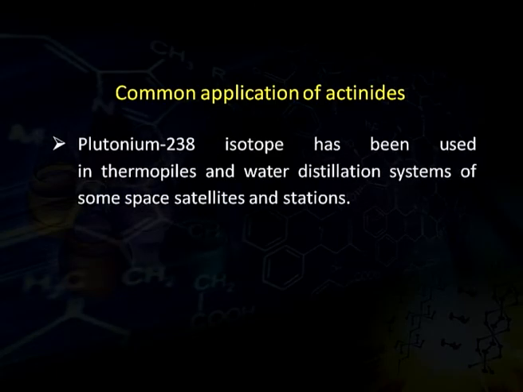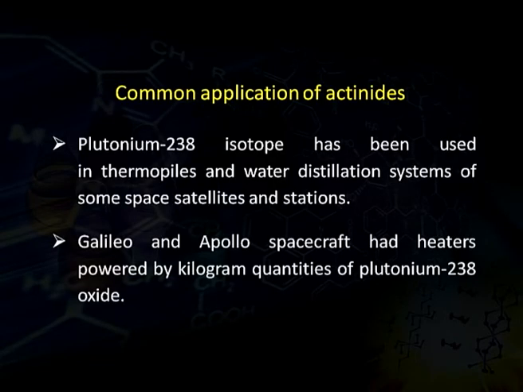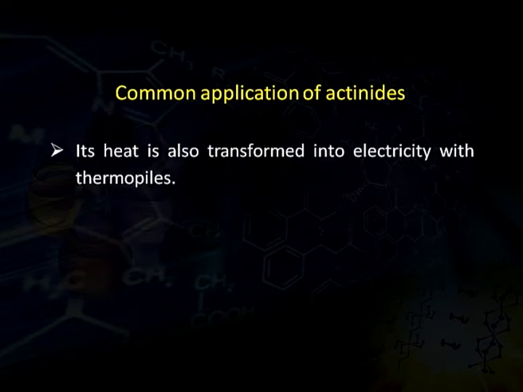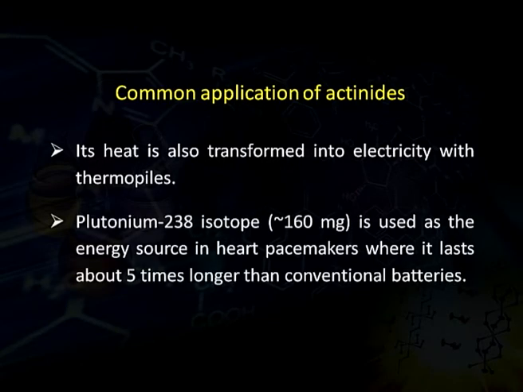Plutonium 238 isotope has been used in thermopiles and water distillation systems of some space satellites and space stations. Galileo and Apollo spacecraft had heaters powered by kilogram quantities of plutonium 238 oxide. Its heat is also transferred into electricity with thermopiles. Approximately 160 milligrams of plutonium 238 isotope is used as the energy source in heart pacemakers, where it lasts about 5 times longer than conventional batteries.